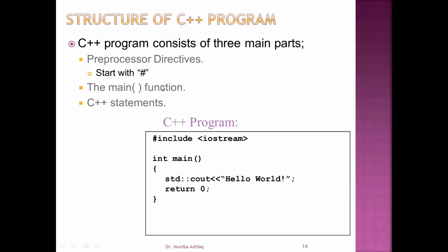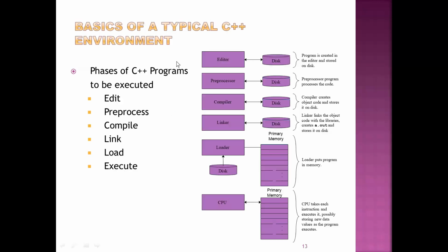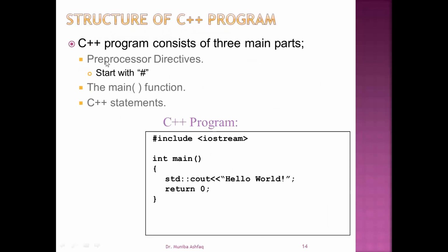This is the structure of a C++ program. As I've already told you, the C++ program consists of 3 main parts. I've already told you about the preprocessor directives here. You can see that we have the preprocessor which obeys the commands given by the preprocessor directives, and these preprocessor directives start with this hash. So you can see this is a sample of a C++ program.